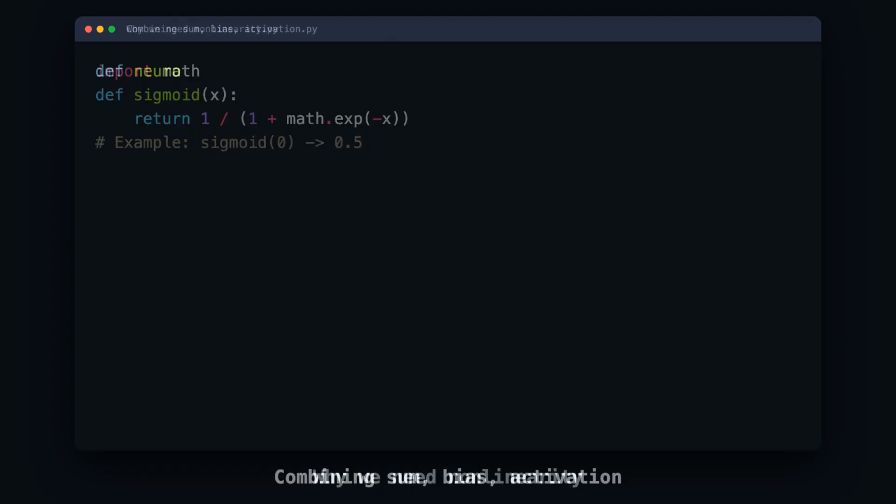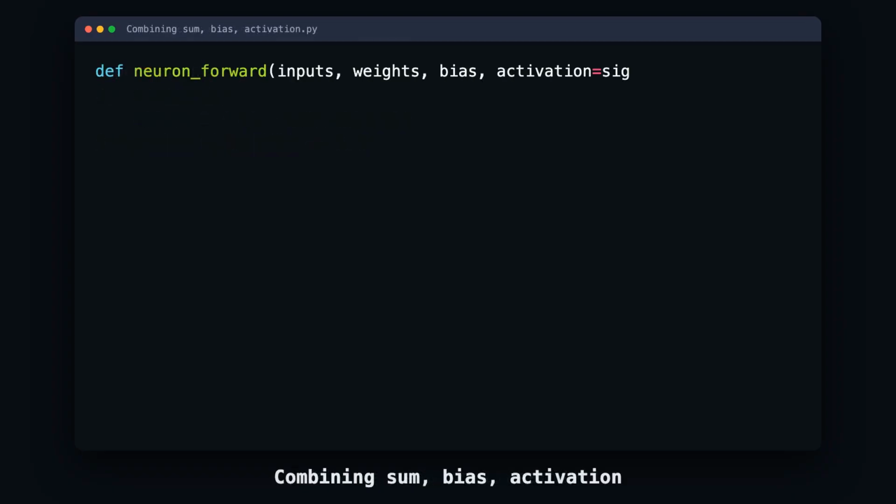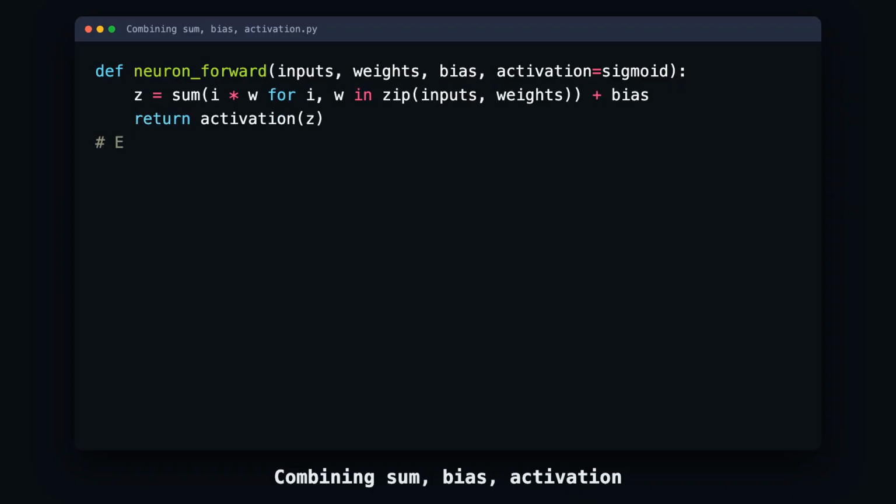A neuron first computes the weighted sum of its inputs, adds the bias to shift the result, and then passes that total through an activation function. Think of it as mixing ingredients, inputs, according to a recipe, weights, adjusting the seasoning, bias, and finally applying heat, the activation, to transform the mixture into something new. This three-step process yields the neuron's output.